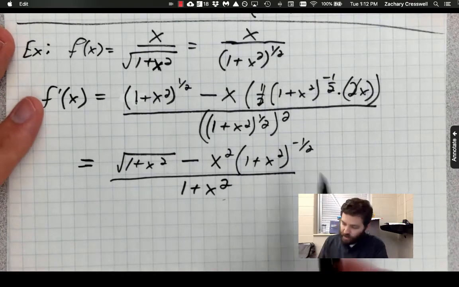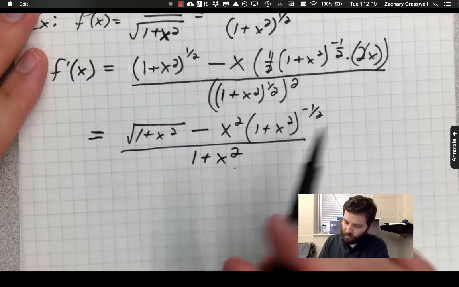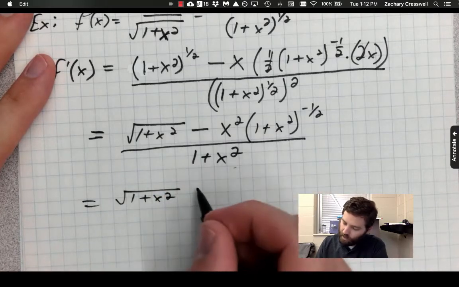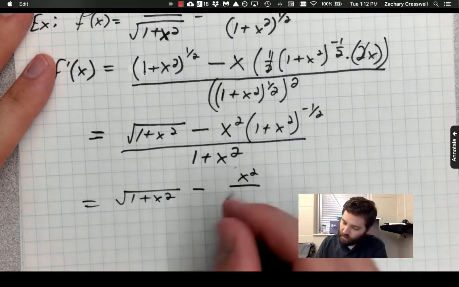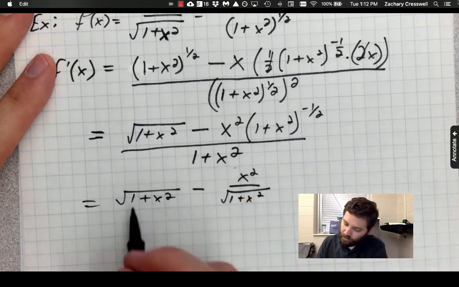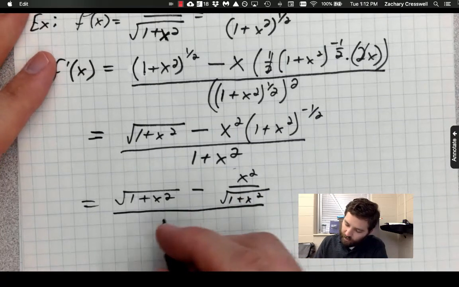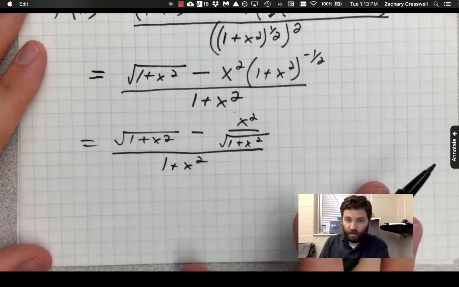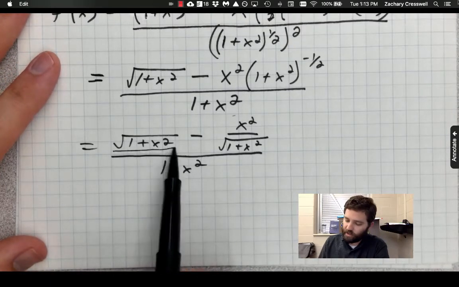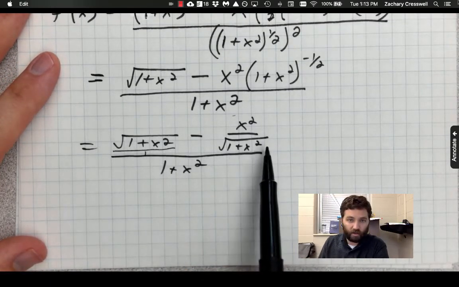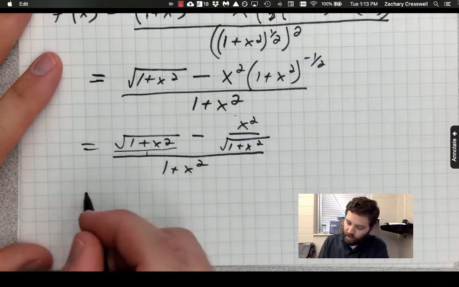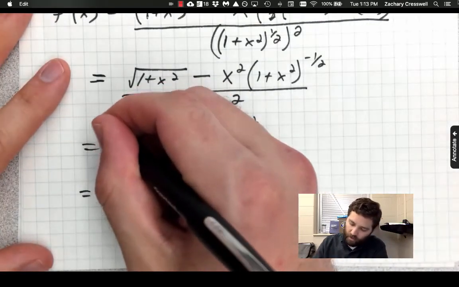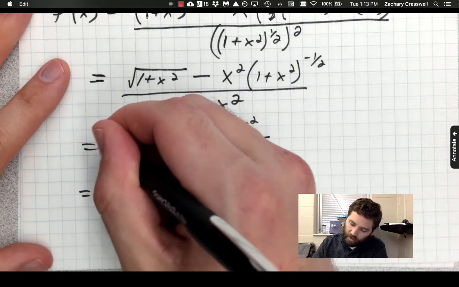To do that, there's no good way to do this. I'll take the square root of 1 plus x squared minus, and this is the same as, x squared over the square root of 1 plus x squared, divided by 1 plus x squared. I'm going to do a common denominator, and so this one has a denominator of 1. It needs a denominator of root 1 plus x squared. So I'll multiply this by root 1 plus x squared over root 1 plus x squared.